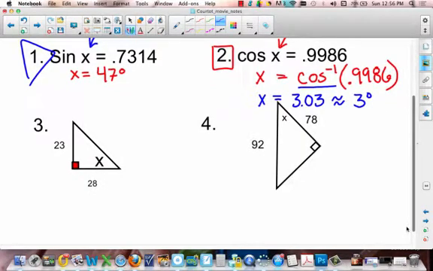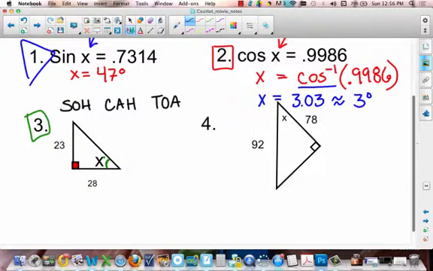Now down at the bottom here, this is number 3. We're going to look at this, and this is a little bit different. This is how most of the homework is going to look. The very first thing they're asking us is to find this angle, x degrees. So I'm going to have to look and see what I am going to use: SOH, CAH, or TOA.